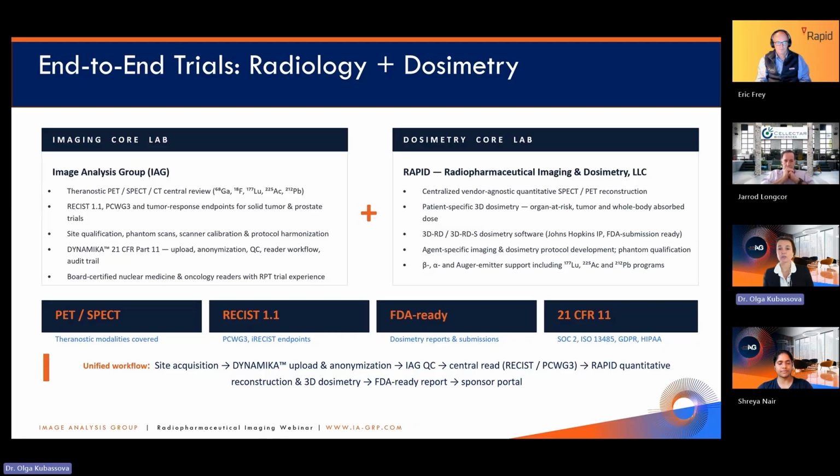You have two sets of specialists. You have board-certified nuclear medicine oncology readers, and you have medical physics, highly experts in dosimetry. So that's very important to actually ensure that within a trial, you have all components of normal imaging clinical trials, like audit trail, quality control, response to response, a dashboard. But at the same time, you are capable of integrating a number of experts collaborating to achieve the results.